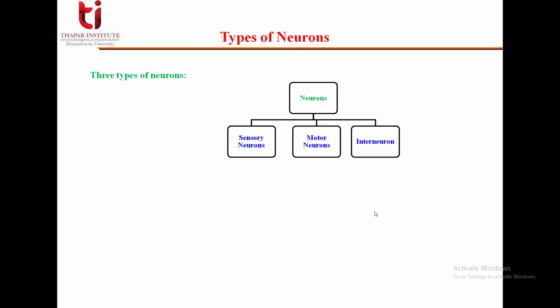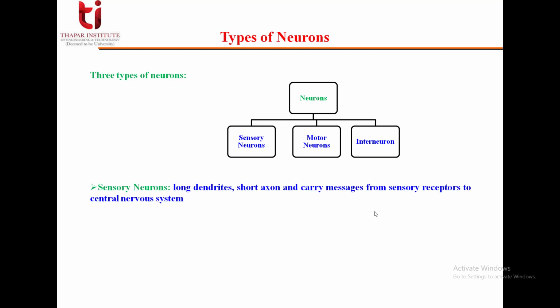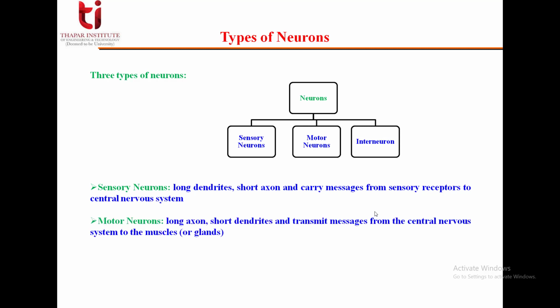Now let's see what the main types of neurons are. We have three different types of neurons: sensory neurons, motor neurons, and interneurons. Now let's see how they are different from each other. Sensory neurons have long dendrites and a short axon, and they carry messages from the sensory receptors to the central nervous system. Then we have motor neurons.